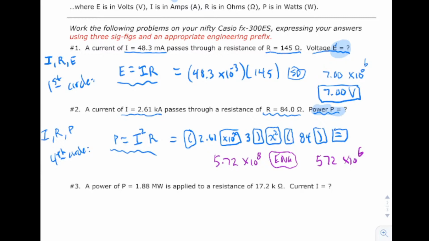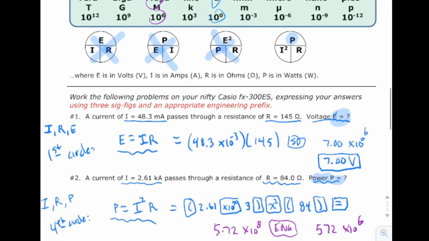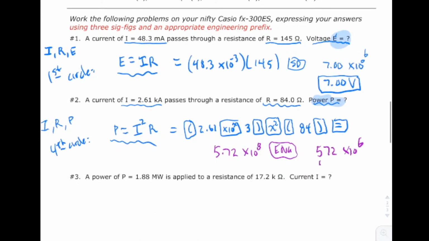Now I'm going to scroll up. 10 to the 6th means it's a mega. Use a capital M abbreviation. So it's 572 megawatts. Well, power is in watts, so megawatts. Remember, you take the 10 to the 6th out and put the mega in. 572 megawatts.